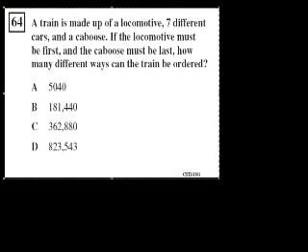Copied it, and now I'm pasting it. A train is made up of a locomotive, 7 different cars, and a caboose. If the locomotive must be first and the caboose must be last, how many different ways can the train be ordered? So we don't even have to worry about the locomotive and the caboose, right? They're always going to be in the same position. The locomotive's first, caboose is last. So we just have to worry about the 7 different cars, the order that they're in, right?